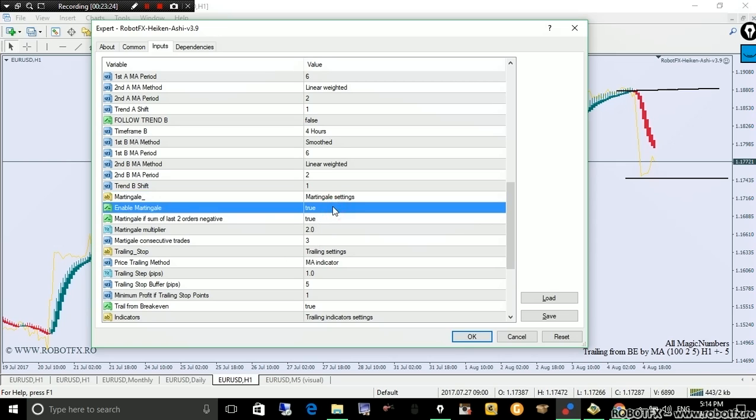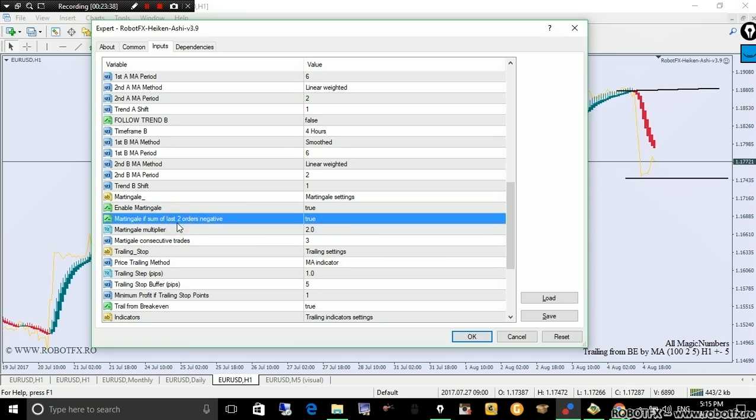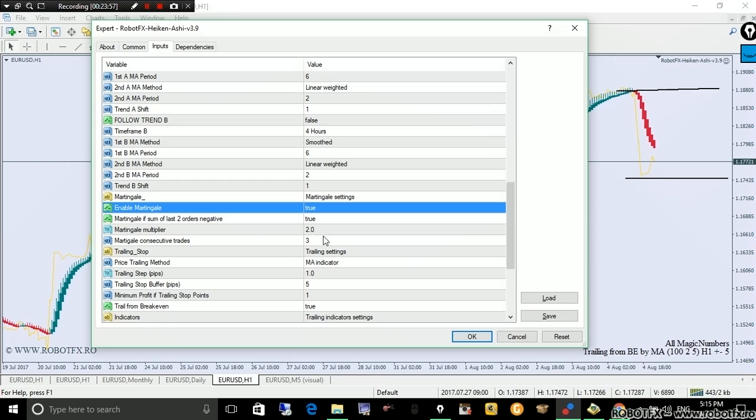If you use the Martingale, you also have the option to consider not the last trade, not the profit or the loss for the last trade, but for the last two trades. So if you set the Martingale, if the last two orders are negative set to true, then the expert advisor will calculate the profit for the sum of the last two closed orders. And well, it's up to you how to use the Martingale, or if you use it, the Martingale settings.